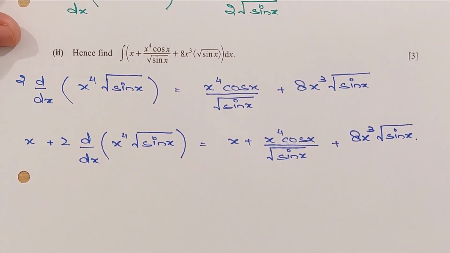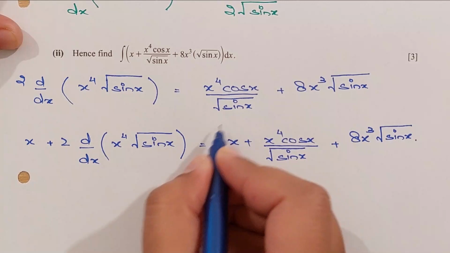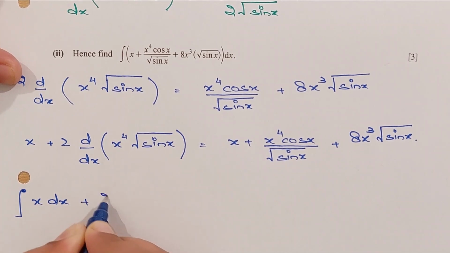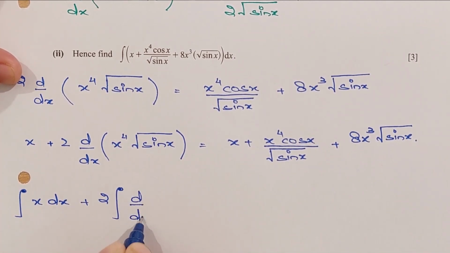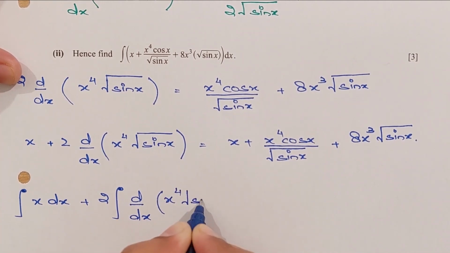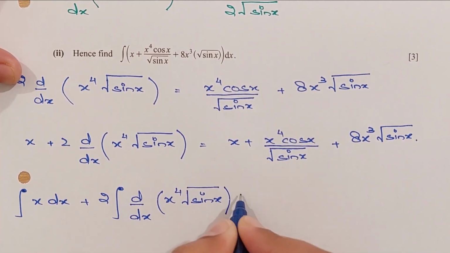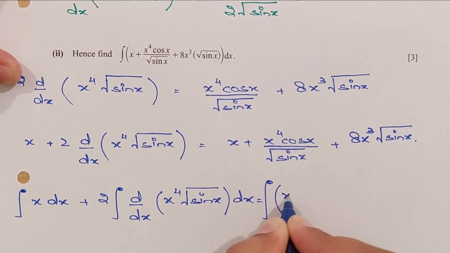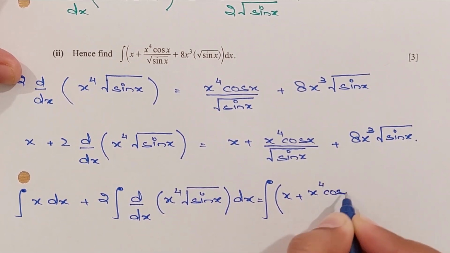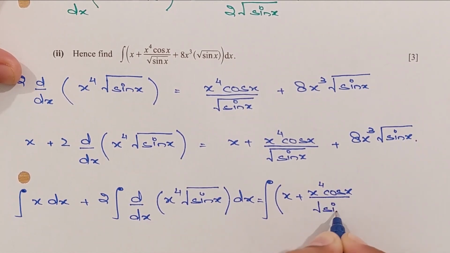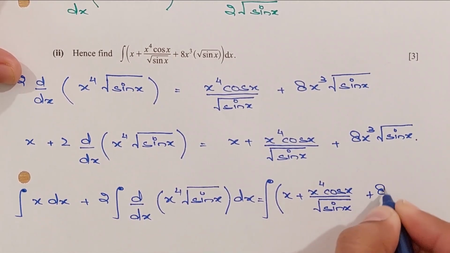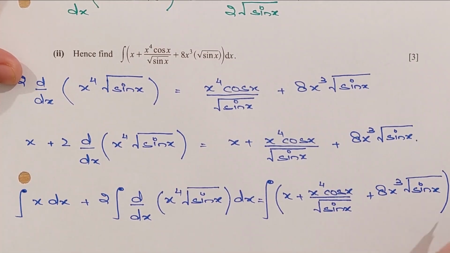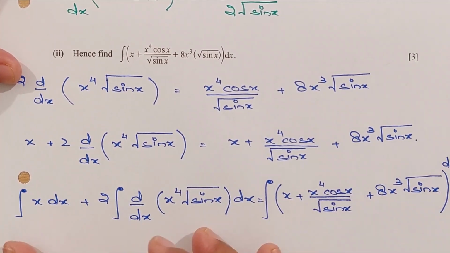Right. Now let me take integration on both sides. So we can say integration of x dx plus 2 is outside, integration of d by dx of x power 4 square root of sine x dx, is equal to the integration of these three functions, x plus x power 4 cos x divided by square root of sine x plus 8x cube square root of sine x, with respect to dx. So this whole expression equals this, right?